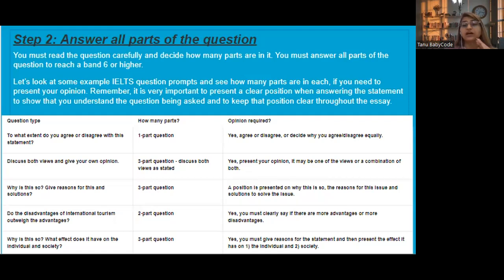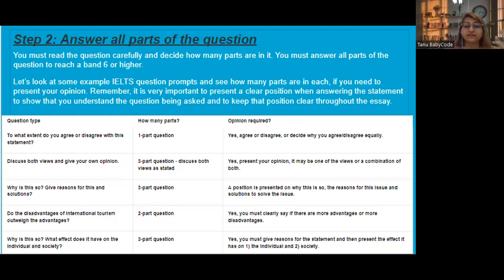So again, you will answer three parts of the question, right? Next is, do the advantages of international tourism outweigh the disadvantages? So they are asking you whether the advantages are more or the disadvantages are more. So you need to answer a two-part question here. You must clearly state that you believe advantages are more or disadvantages are more.